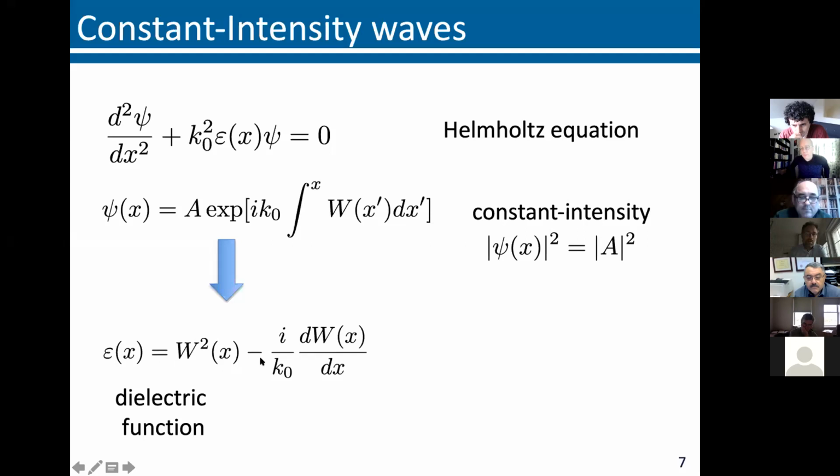But we have also shown that if you don't want to start with a generating function W, but let's say you have a real part of epsilon already given because you have a medium and you just want to add the gain and loss to it, then you can, through an optimization algorithm, also try to find the gain and loss distribution that is needed to make a real refractive index distribution unidirectional invisible, by adding the gain and loss in that way.